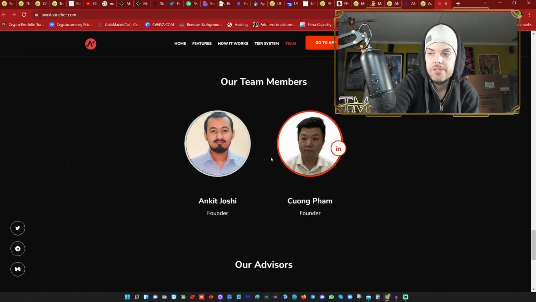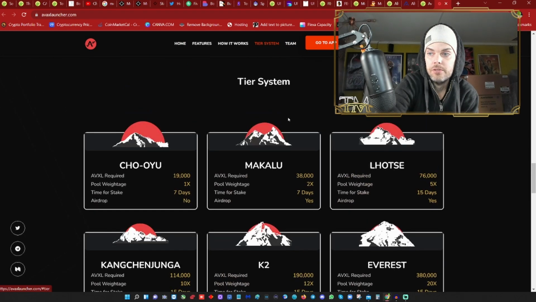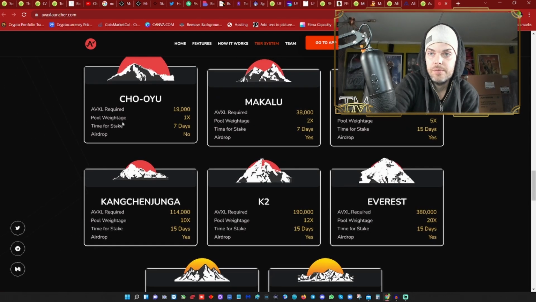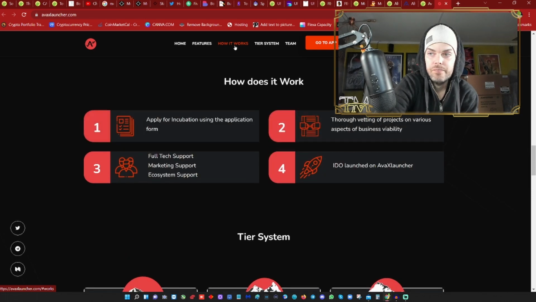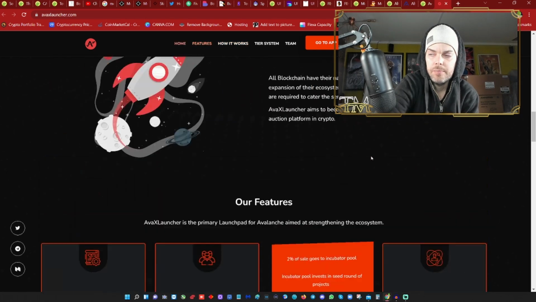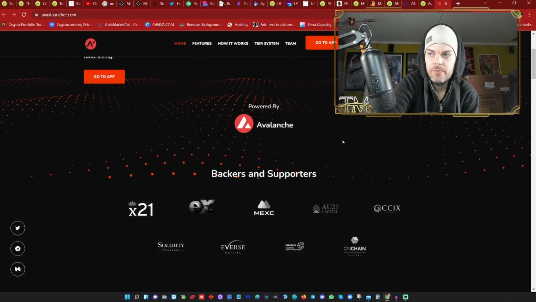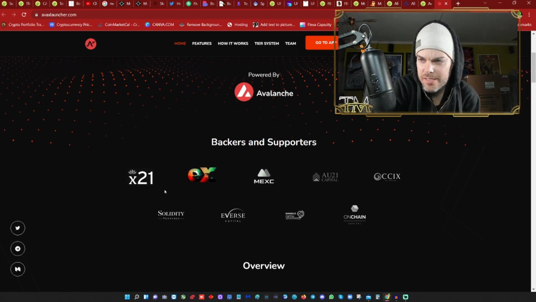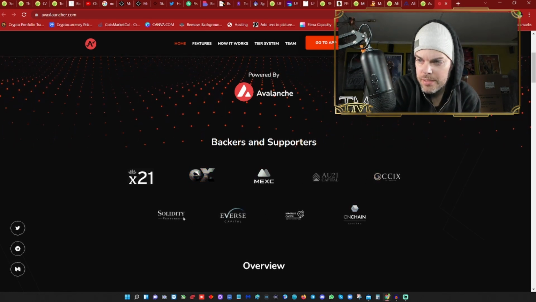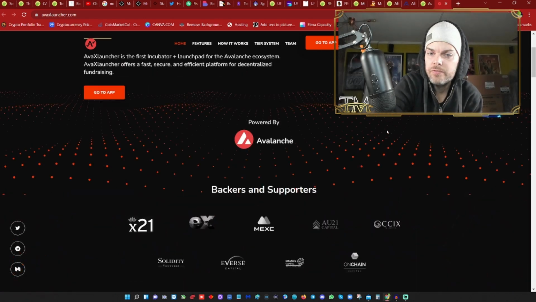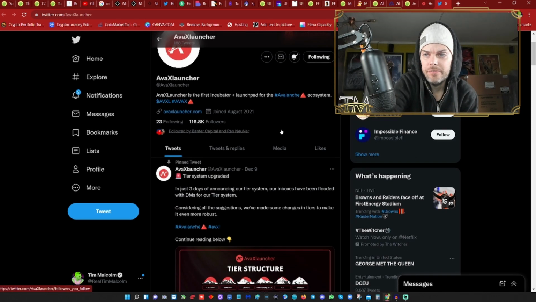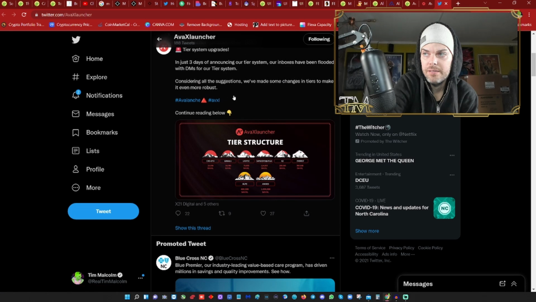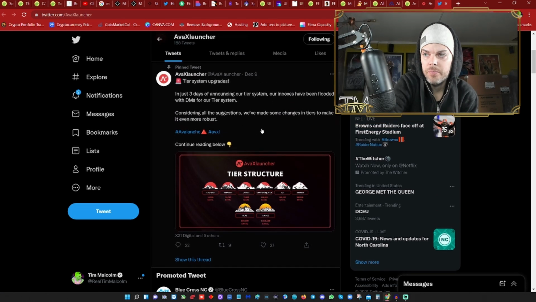If you go to their team, here's your founder, so they're not anonymous. That's always something I look for. And then here's the tier system for if you stake, kind of how much pool you're going to have. A lot of the protocols are going to that. I was looking to see if they have any upcoming projects releasing on here, but backers and supporters, I don't really recognize any of those right off the bat. Let's see their Twitter. So 116,000 followers, so a lot of people are aware of this. Looks like December 9th they just redid some of their tier system.